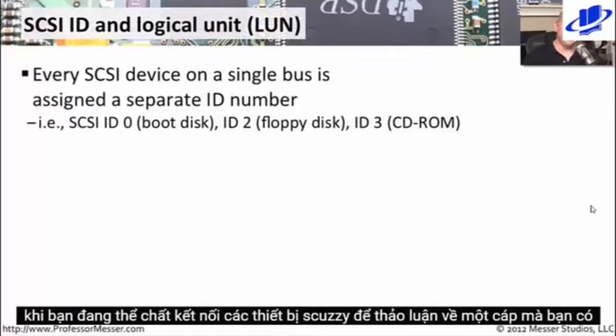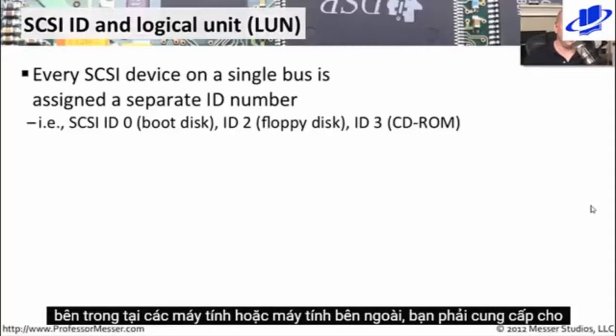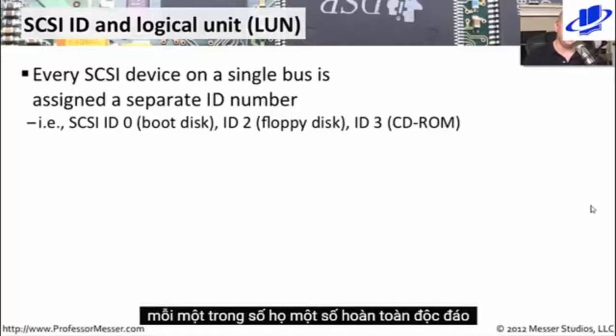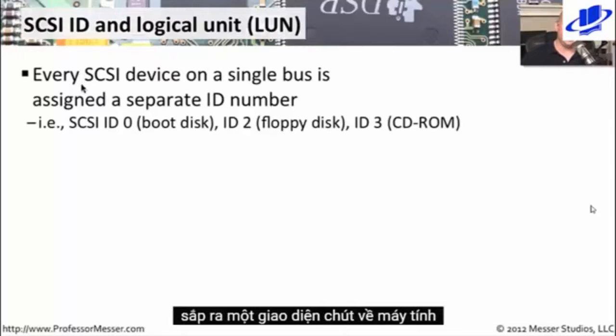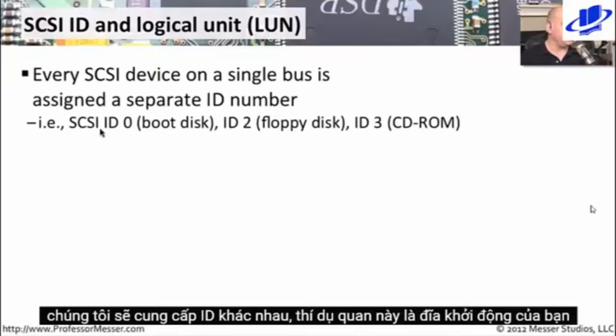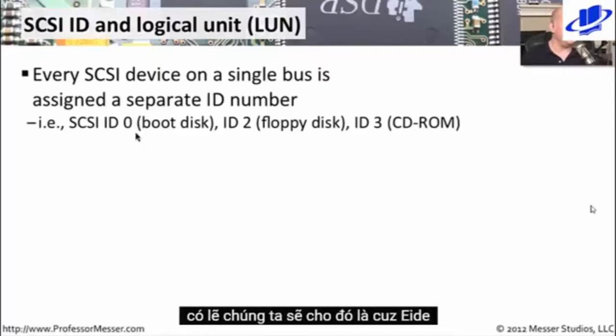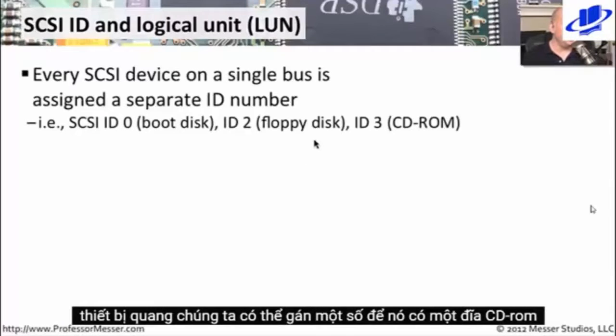When you're physically connecting SCSI devices to the SCSI cable that you have, whether they are inside of a computer or outside of a computer, you have to give each one of them a completely unique number. This is called a SCSI ID. So on that single bus, on that single connection coming out of an interface of a computer, we would provide different IDs. For instance, if this was your boot disk, maybe we'll give that SCSI ID 0. If there's a floppy disk or a scanner or an optical device, we might assign that a number 2.